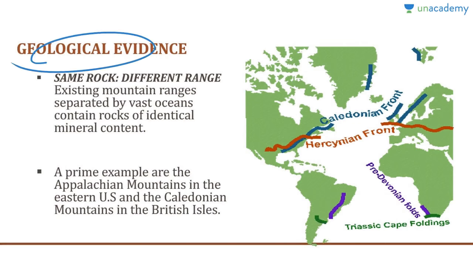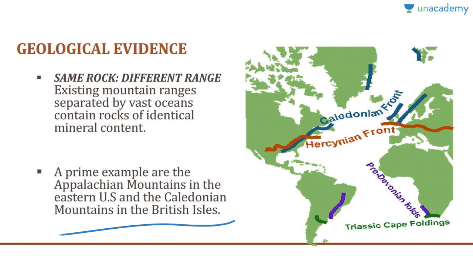Now the next evidence is geological evidence. It has been found that same types of rocks containing identical mineral content are found on the eastern coast of North America and on the western coast of Europe, that is the Appalachian Mountains in the eastern US and the Caledonian Mountains in the British Isles. They have similar mineral content, and Wegener concluded that these mountains once formed a continuous range, because North America and Europe were once combined.